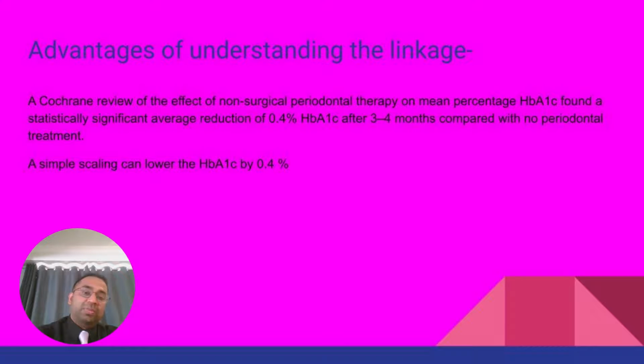So what happens when HbA1c is reduced? The client has a more healthy lifestyle, his organs work more efficiently, glucose is eliminated from the body pretty well, and other systemic conditions are taken care of. So I think with a simple scaling, we can reduce the HbA1c by 0.4%.